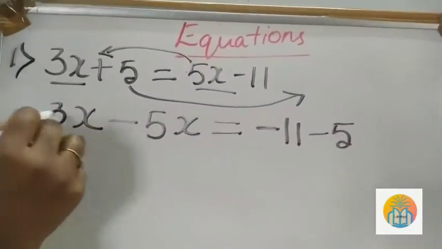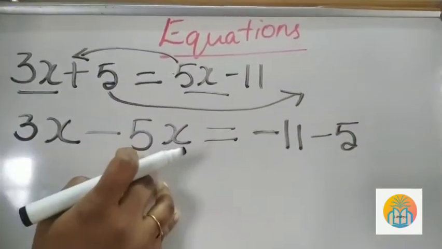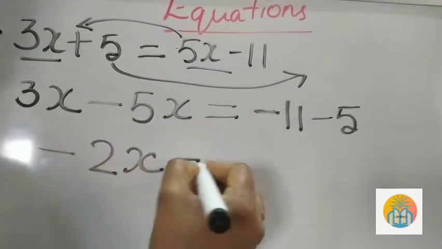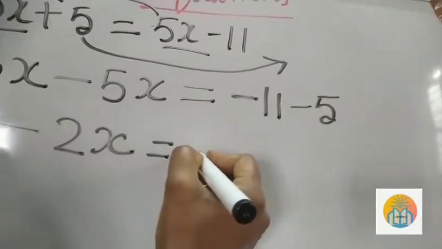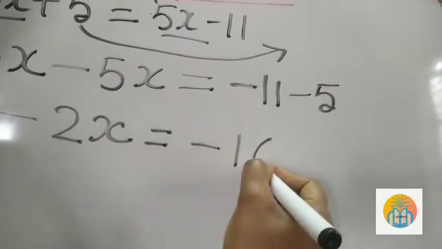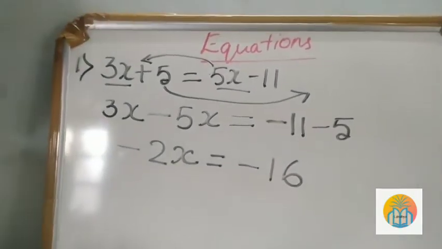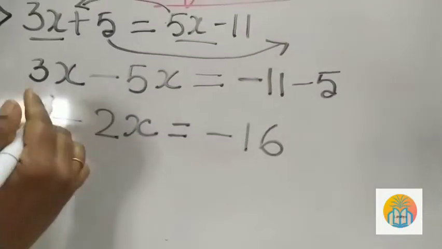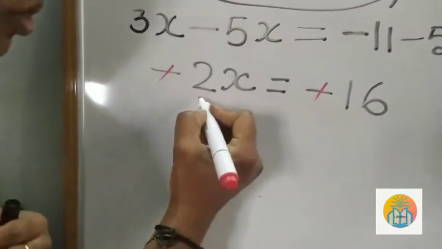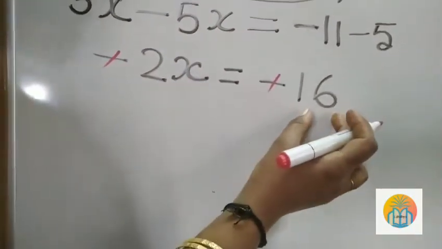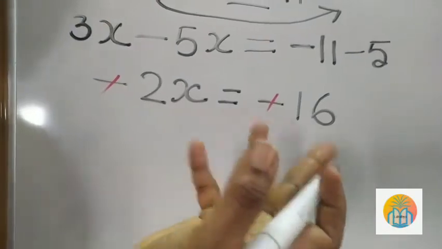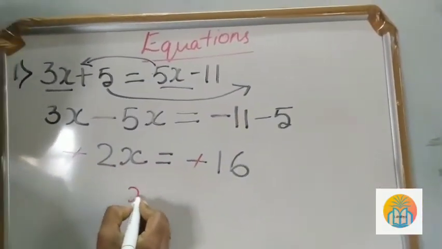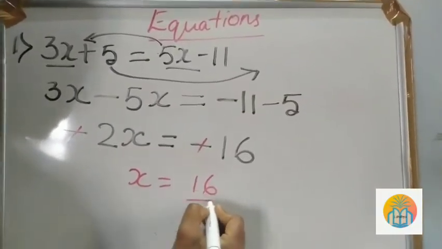Now you have to see the numbers. It is plus 3x and minus 5x, which becomes minus 2x is equal to, since both are negative, you add the numbers, minus 16. Here you can cancel the minus signs directly. What is the meaning of this? 2 times a number is equal to 16. So what is the value of x? x is equal to 16 divided by 2.